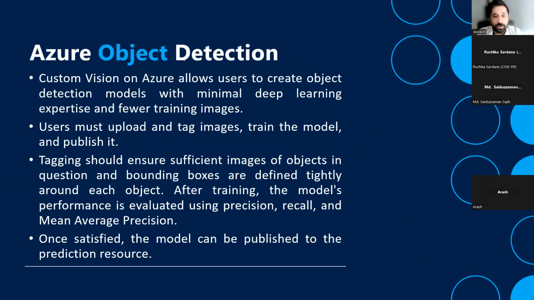The next is Azure Object Detection. Custom Vision on Azure allows users to create object detection models with minimum deep learning expertise and fewer training images. Users must upload and tag images, train the model and publish it. So we are just going to upload the images and do the tagging. We'll also obviously have to train and test. We are not going to publish it.